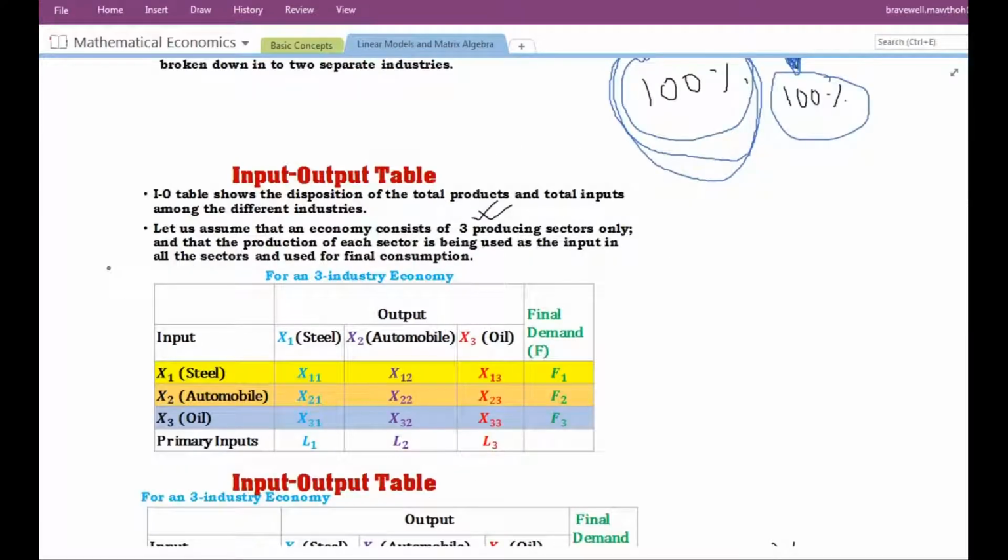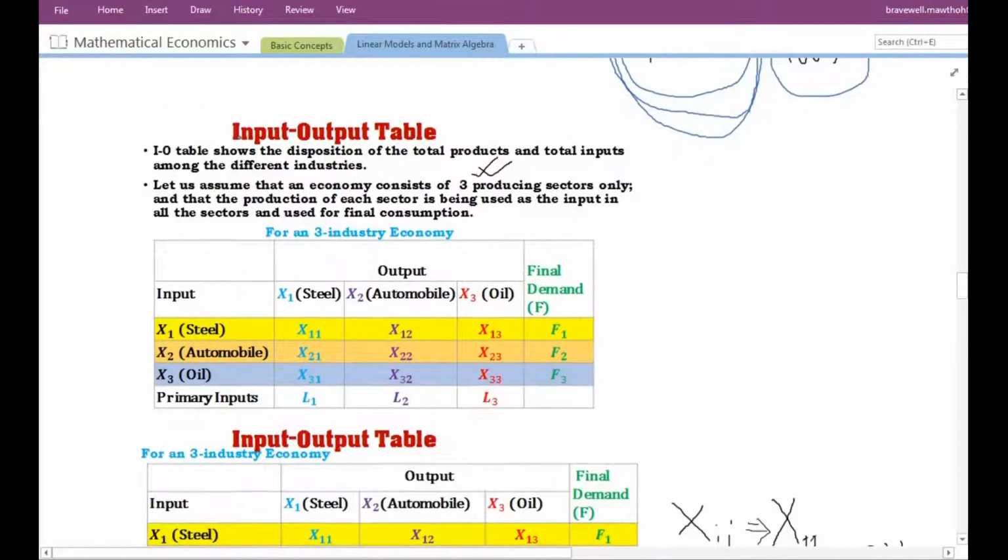Let us look at the input-output table. The input-output table shows the disposition of the total products and total inputs among the different industries. So basically it shows the use of the total products and total inputs of steel, automobile and oil in our example among these industries. Now we have already assumed that there are only 3 producing sectors and that the production of each sector is being used as input in all the sectors and also used for final consumption.